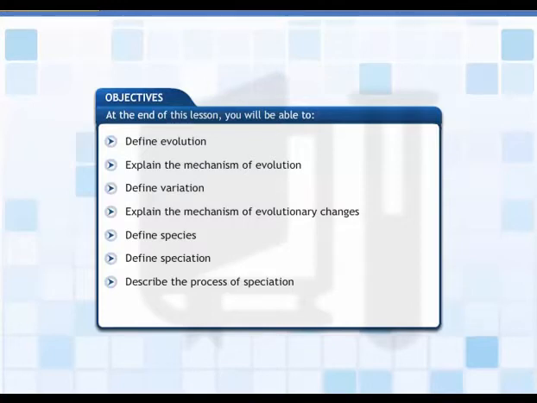At the end of this lesson, you will be able to define evolution, explain the mechanism of evolution, define variation, explain the mechanism of evolutionary changes, define species, define speciation, and describe the process of speciation.